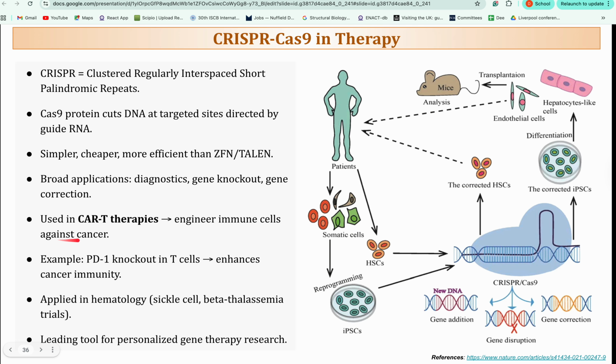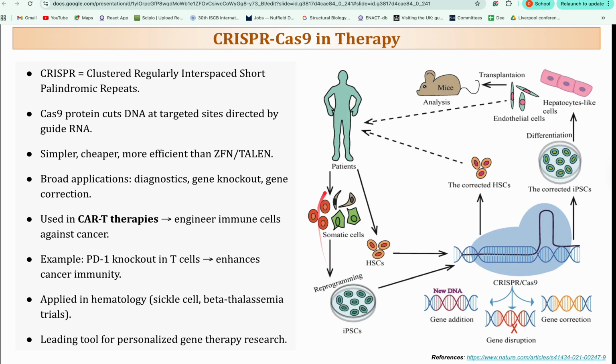We engineer the immune cells against cancer, and one such example is PD-1 knockout in T cells, which enhances cancer immunity. It is applied in hematology. Hematology means where we are studying the blood cells, such as sickle cell anemia and beta thalassemia trials, and it is the leading tool for personalized gene therapy research.